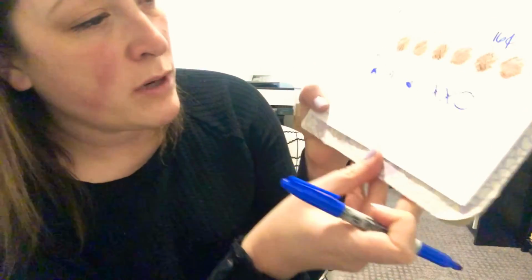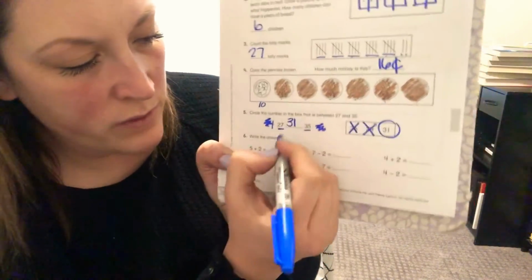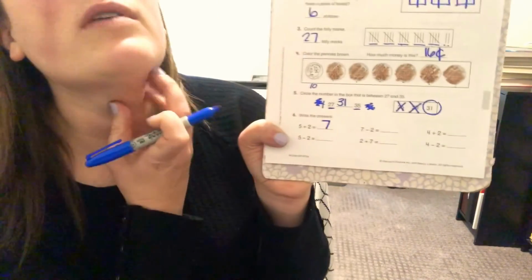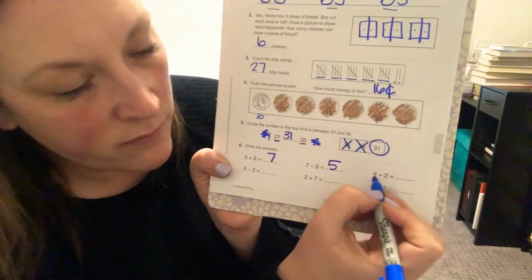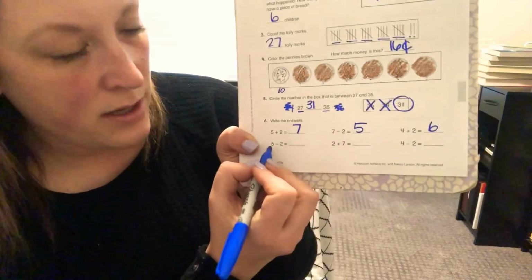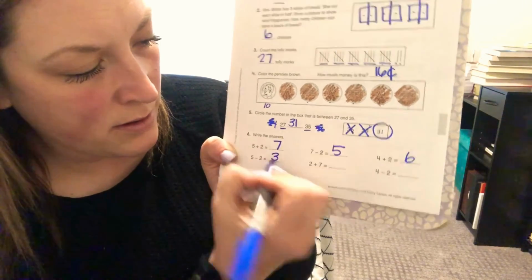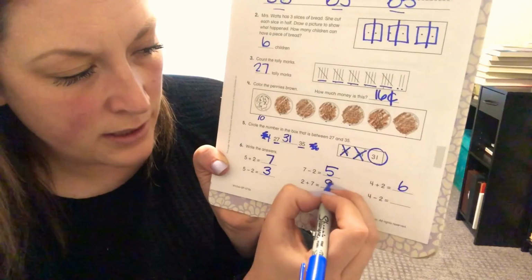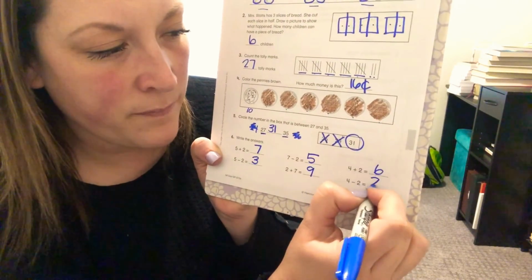Okay, we're going to do some plus 2 and minus 2 on number 6. Ready? 5 plus 2 equals 7. 7 minus 2 equals, getting smaller, 5. 4 plus 2, getting bigger, equals 6. 5 minus 2 equals 3. 2 plus 7 equals 9. 4 minus 2 equals 2.